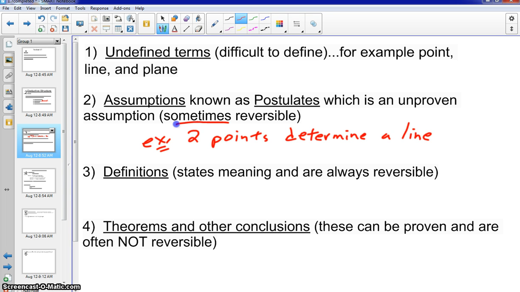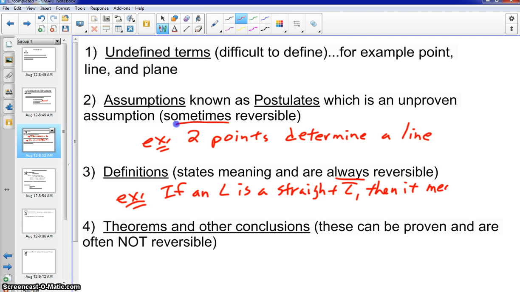Third, we have definitions, which state the meaning of a term or of an idea. These are always reversible. Let's go ahead and write an example of the definition of a straight angle in if-then format. So if an angle is a straight angle, then it measures 180 degrees.